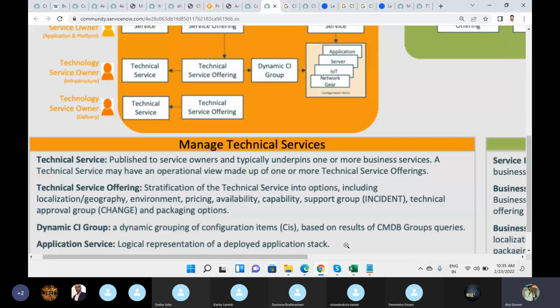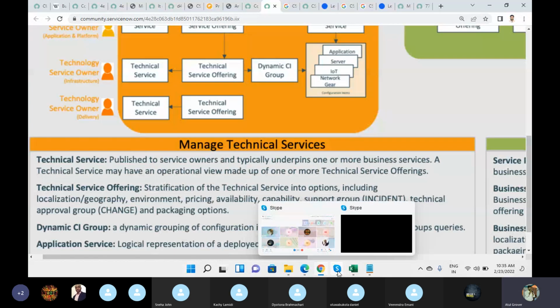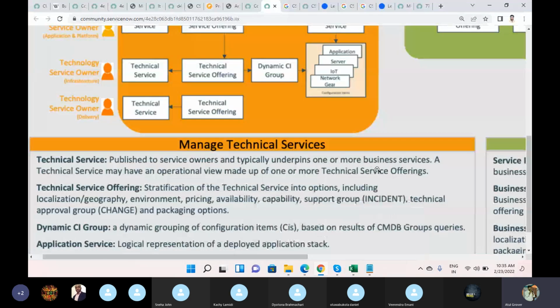See, Skype, you cannot touch. You can see it, you can use it, but you cannot touch it. It means it is a logical service for me, on which I am going to raise an incident. And a dynamic CI group is a grouping of configuration items based on the results of a CMDB query. I want to trigger an approval to the user where the CI type is business services and the group assigned is XYZ. So these are called the query builder here.